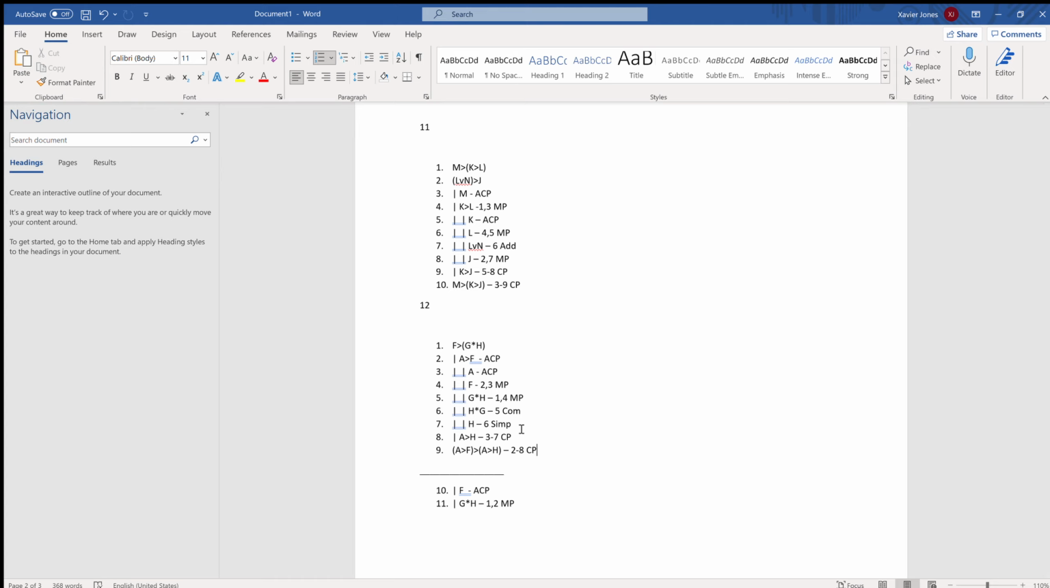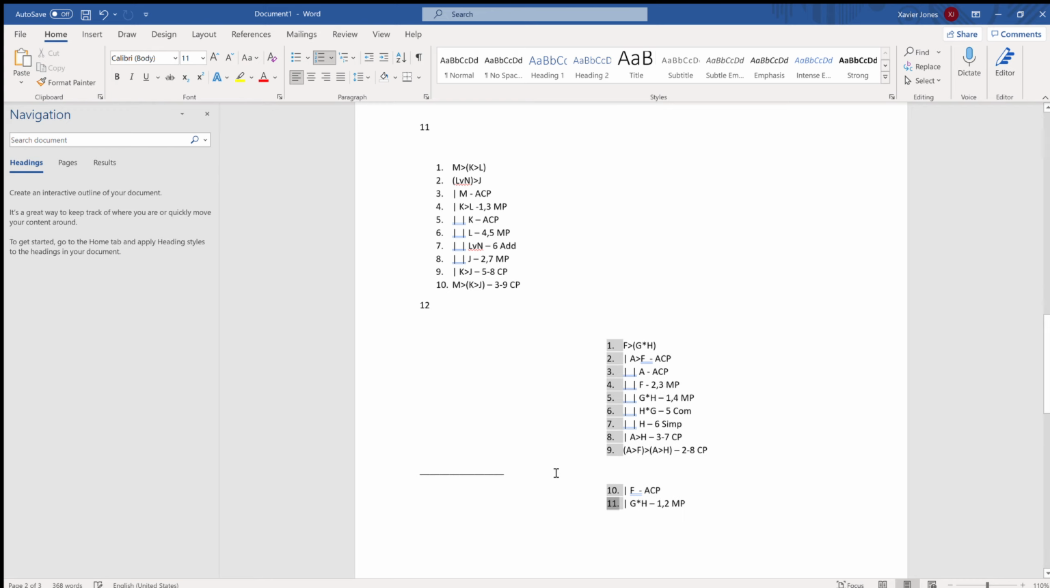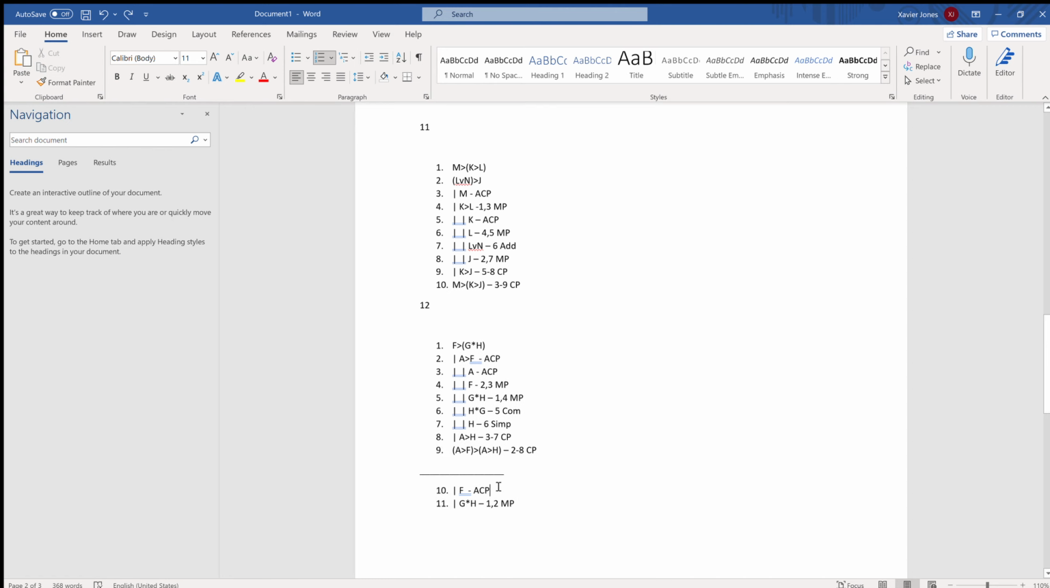Oh, well, look at that. Now we can also prove if A then F is true, then A then H. Boom. That was tricky.